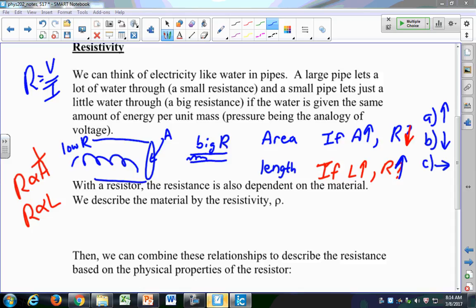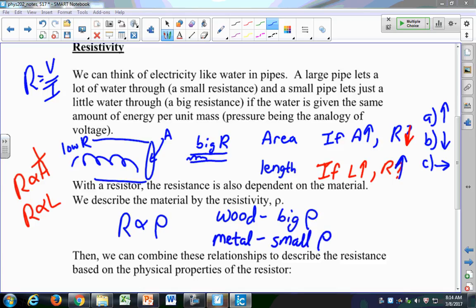We also describe the material by the resistivity. So the resistance is proportional to the resistivity. So wood, for example, has a big rho. That's the Greek letter rho, by the way. Metal has a very small rho, most metals. Wood resists the flow of electricity a lot. Metal doesn't resist the flow of electricity. It has very little resistance.